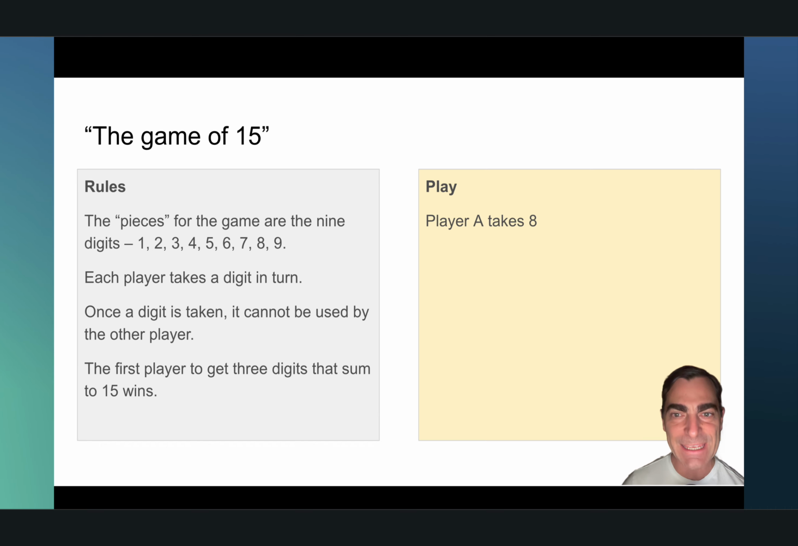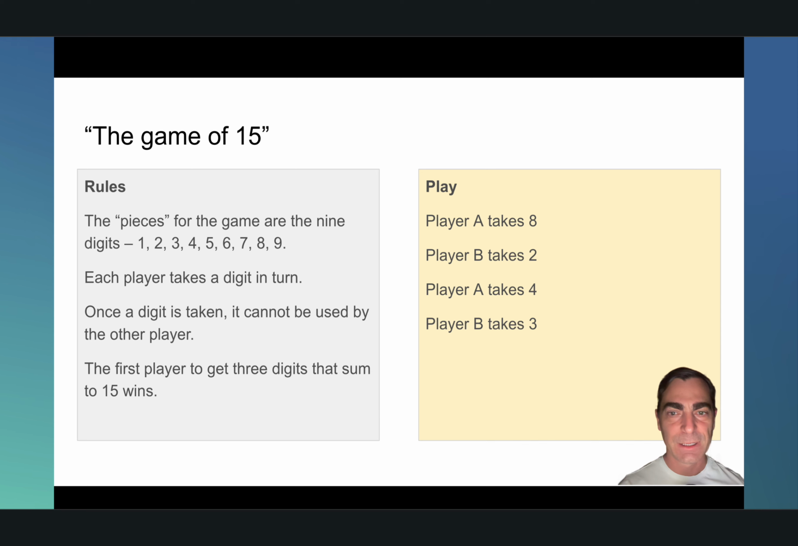So player A takes 8. Player B takes 2. Player A takes 4. And player B takes 3. And player A takes 5.